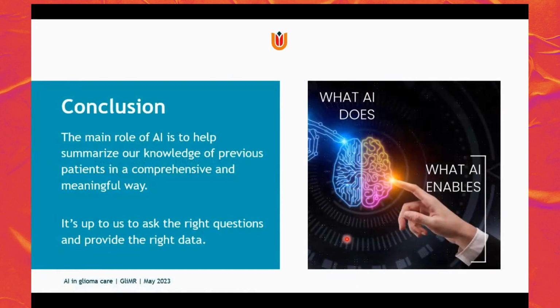And to conclude, from my perspective at least, the main role of AI is going to be to help us summarize all of the knowledge and the information that is held within the treatment of all of the patients we've treated before, and to summarize this for us in a comprehensive and meaningful way so that we can apply it to our next patient and get a better understanding of how to treat and what to expect for the current patient. And I think it's up to us to ask the right questions of this technology and to provide the right data to make sure the models that we produce are robust and work and are stable.